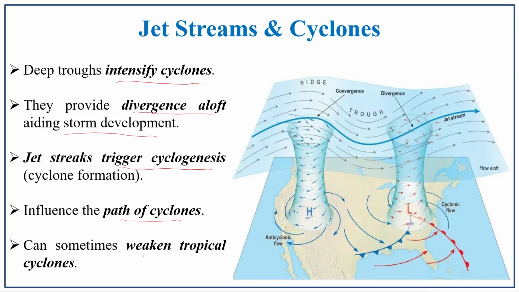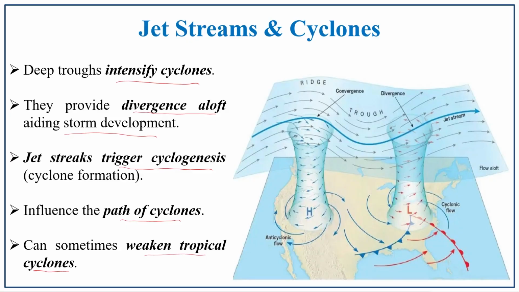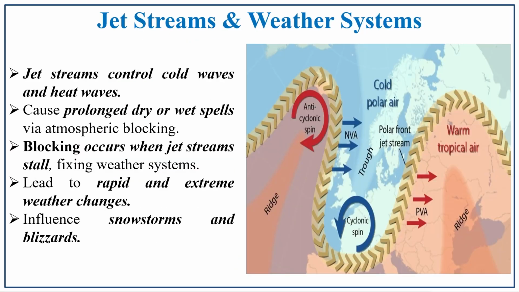It can sometimes weaken the tropical cyclone also. In all cases, it is not very strong. So in some cases, it also weakens the tropical cyclones. The jet stream and weather system. How does the jet stream control the weather system, that is, the cold waves and heat waves? So the heat wave and cold wave are controlled mainly by jet streams.